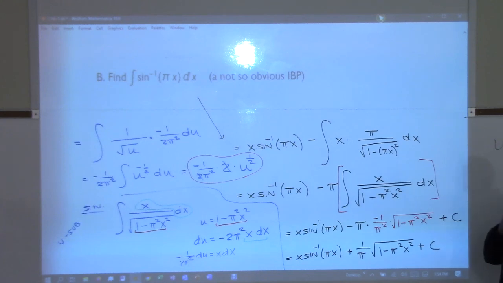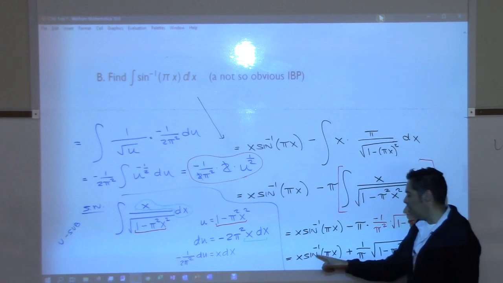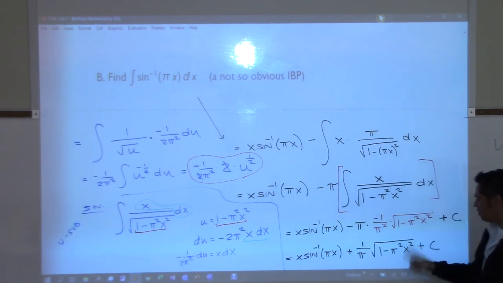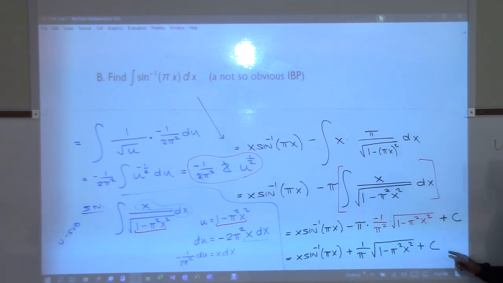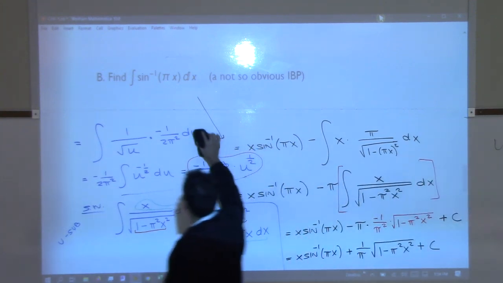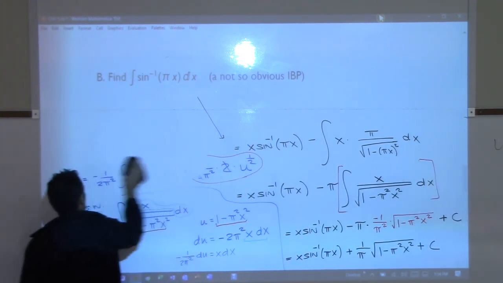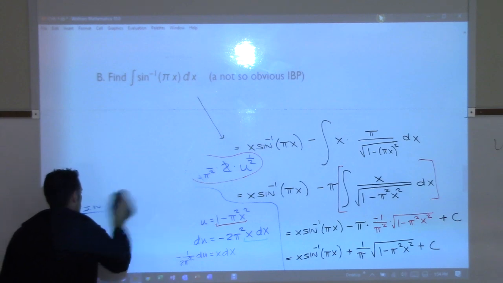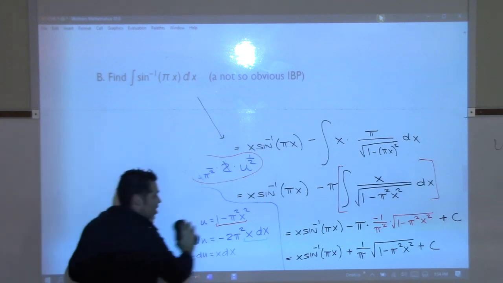The antiderivative of arc sine of pi x is x times arc sine of pi x plus 1 over pi times the square root of 1 minus pi squared x squared, plus c. So we could check, yes? We could, we will. Now, I'm not going to require you to check all your work, but it is nice to see that this all does work.